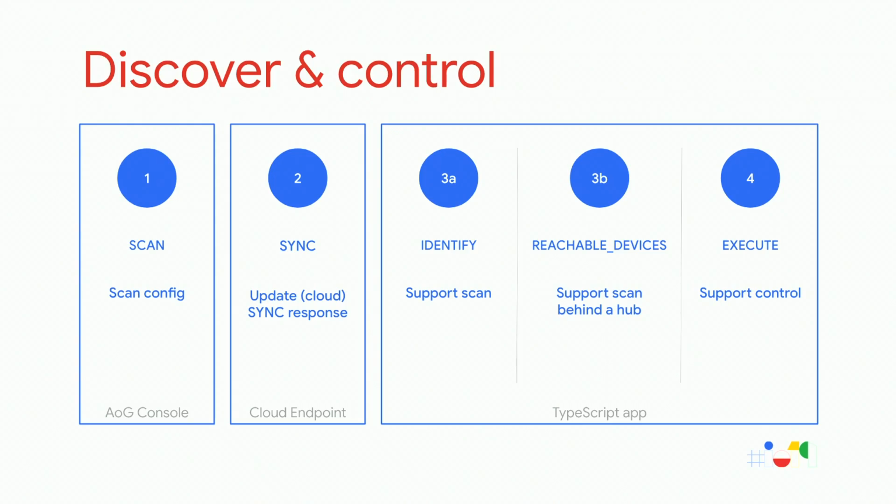To help discover and control devices locally, you as a developer need to do three key things. First, like Manit mentioned earlier, the scan config on actions on Google Console. Second, a little bit of help from your Works with integration, where you update your sync response to give us a hint that these devices may be locally controllable. And third, your TypeScript app. This is the app that will run on Google Home devices.